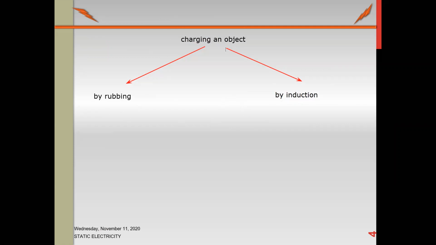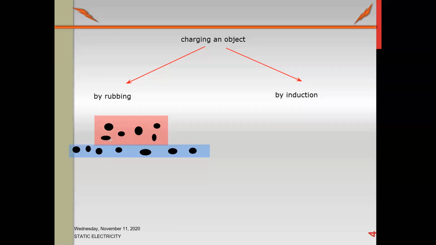What is the meaning of rubbing here? We also call that technique friction. If you have two objects, for example, this is material one, and the blue shade is representing material two. Both consist of atoms. These spheres are representing atoms. An atom contains neutron, proton, and electron. Electrons can move out from the atom easily because they are away from the nucleus.